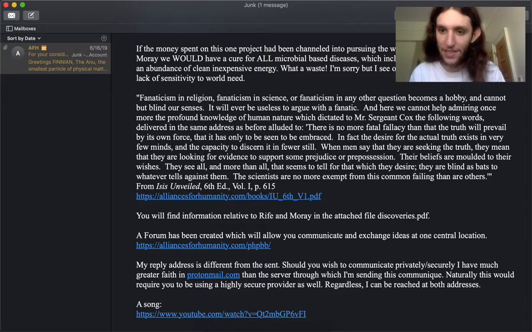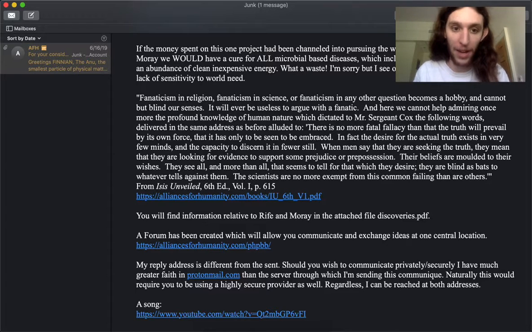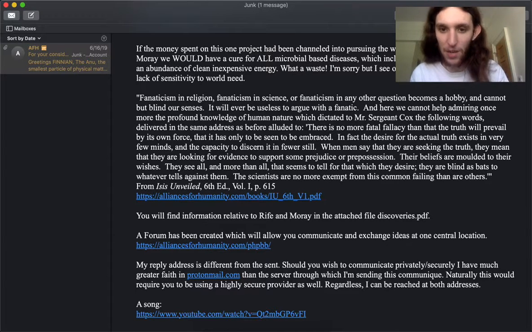"There is no more fatal fallacy than that the truth will prevail by its own force, for that it has only to be seen to be embraced. In fact, the desire for the actual truth exists in very few minds, and the capacity to discern it in fewer still. When men say that they are seeking the truth, they mean that they are looking for evidence to support some prejudice or prepossession." Sorry, I'm not reading this right.